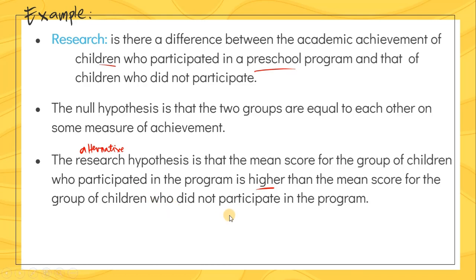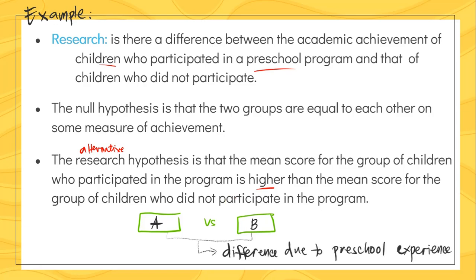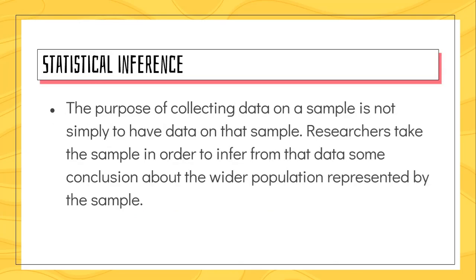So you have this certain claim. So A versus B again. And then you're going to check if there is a difference due to their preschool participation or preschool experience. But then again, it's not that direct. So we still have to make sure that there is this straight causing line. So as much as possible, we collect the data that is representative. We have to make control measures.